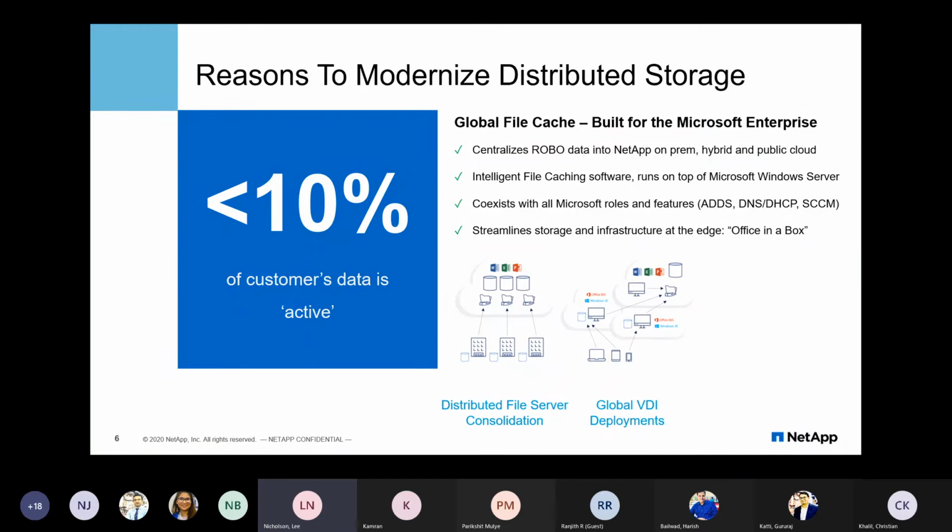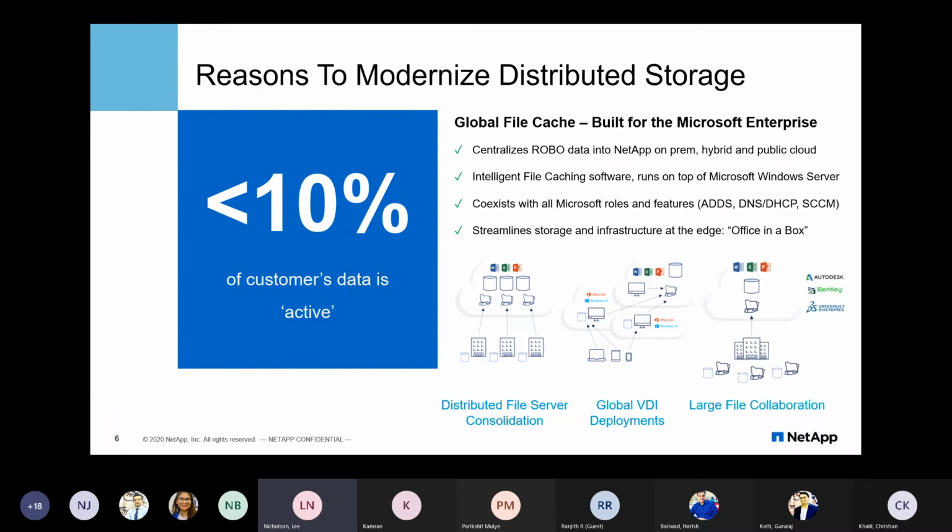So what we can do is we can also deploy the edge caches in regional VDI deployments, thus providing a high performance user experience from VDI, as well as a high performance user experience to the file data and the access to that data through global file cache.